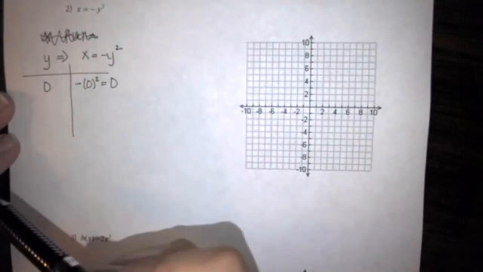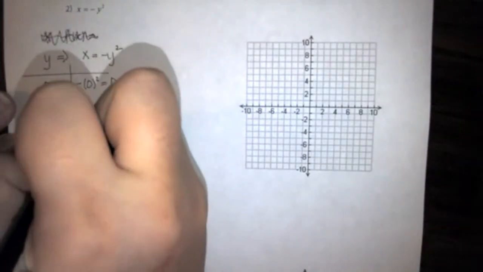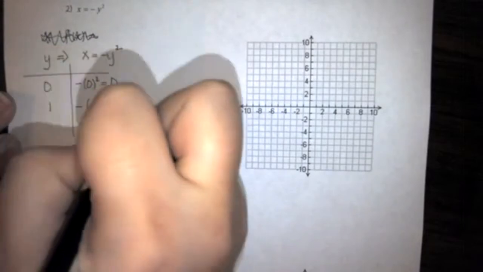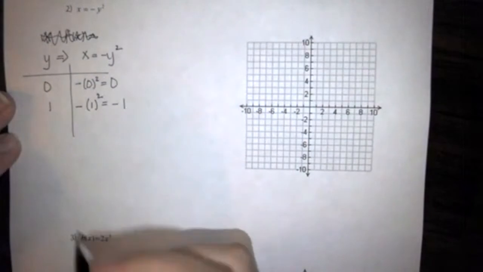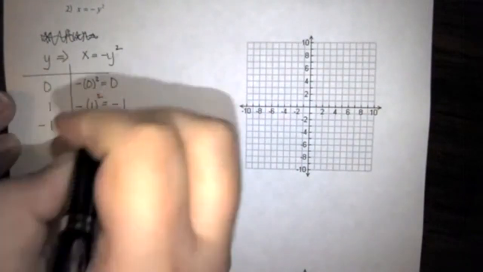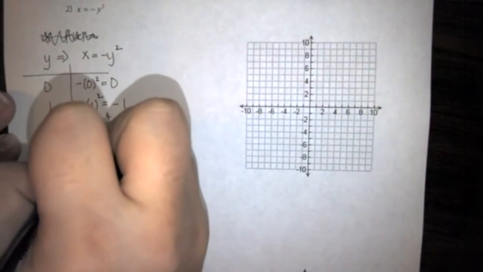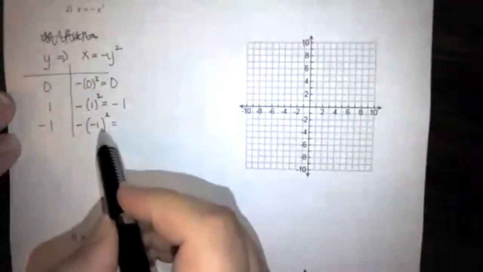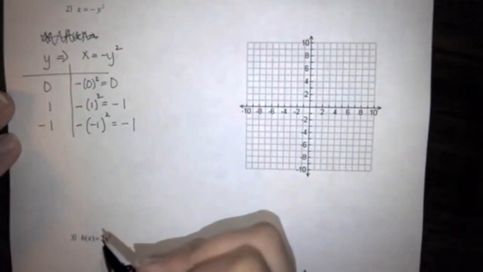Now I'm going to look at what happens if y is 1. So I'm going to plug it in. This is negative of 1 squared. 1 squared is 1. Apply the negative and you get negative 1. Now let's look at negative 1. So this is negative of a negative 1 squared. Negative 1 squared is 1. Apply the negative and you've got negative 1.